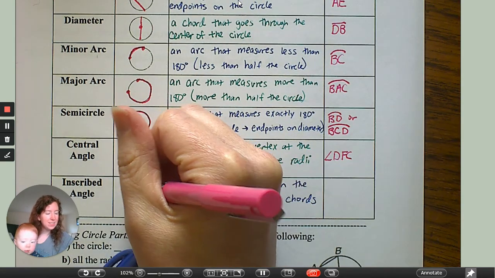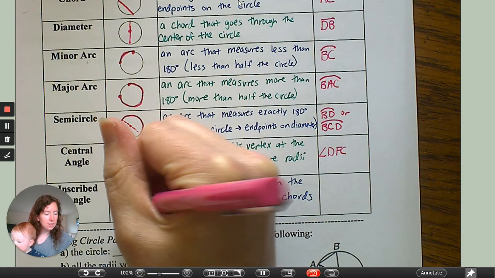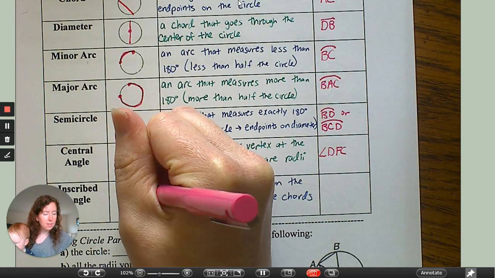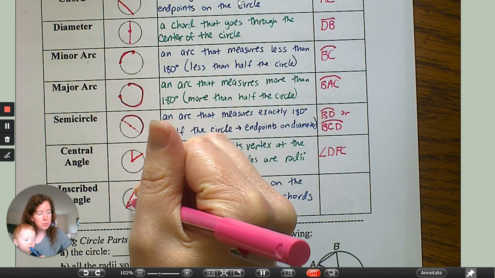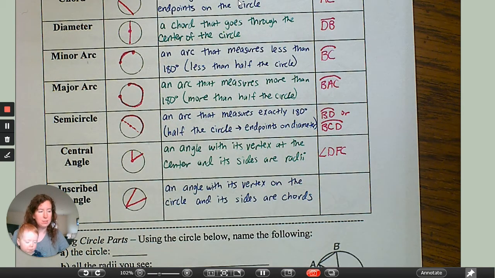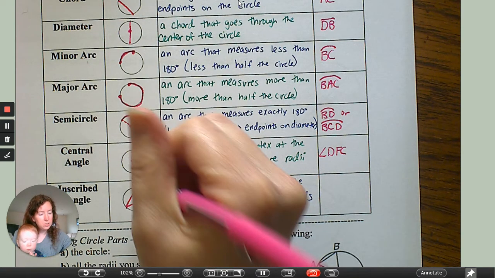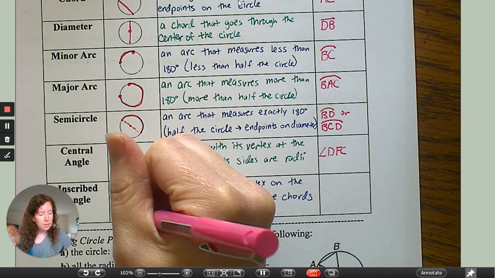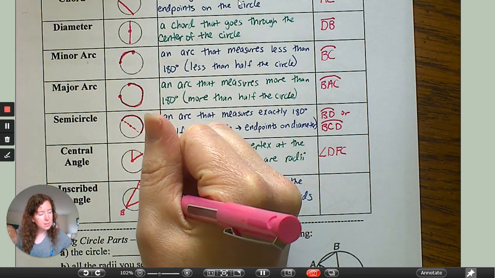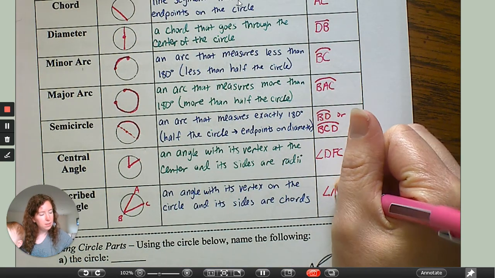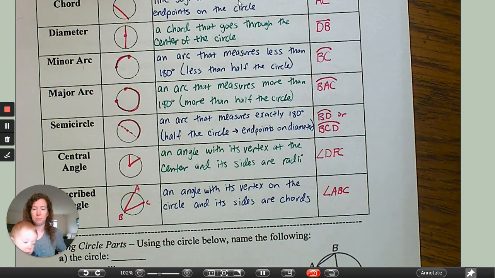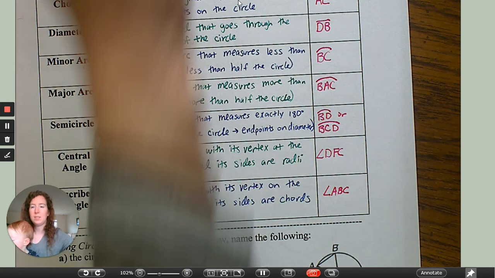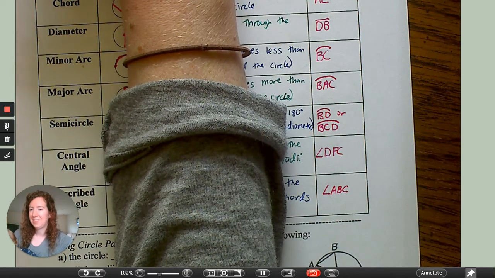So it's going to look something like that. Okay, now in our picture above, we don't have an example like that because there aren't 2 chords that come together at a point on the circle. So let's just give these names A, B, C, and this could be angle ABC. Okay? Right.